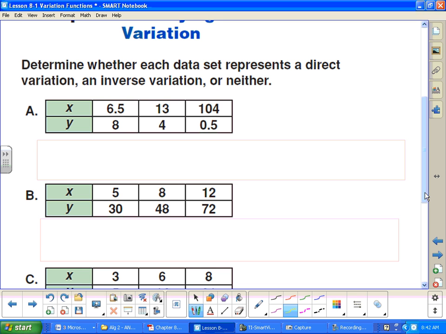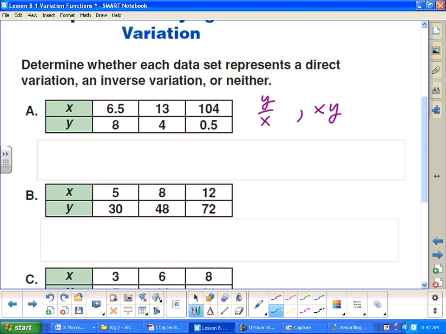So what I want to find out is, if I do y divided by x, do I get the same value? Or if I multiply x and y, do I get the same value? Those are the two things I'm looking for. So let's look at the division. 8 divided by 6.5, is that the same as 4 divided by 13? 8 divided by 6.5 is over 1, right? I'm dividing them. And 4 divided by 13 is less than 1, isn't it? So these are not the same by division.